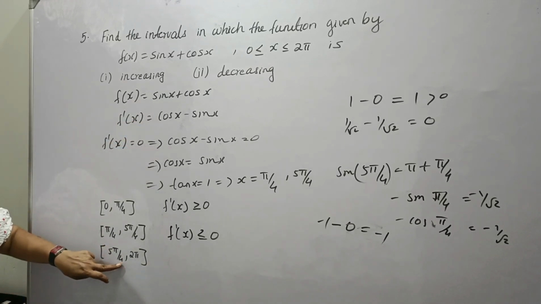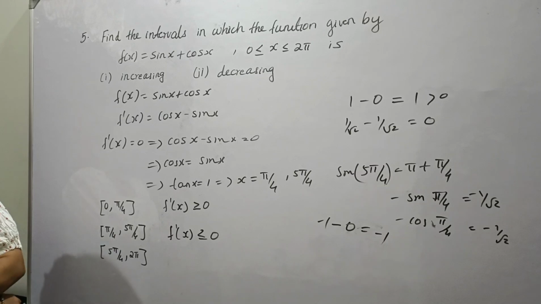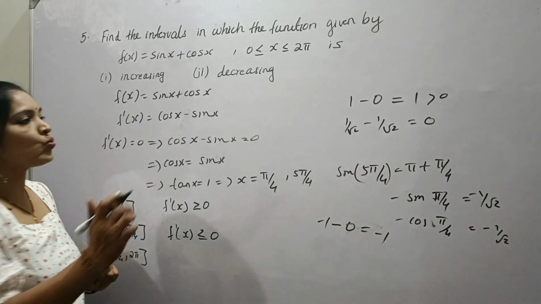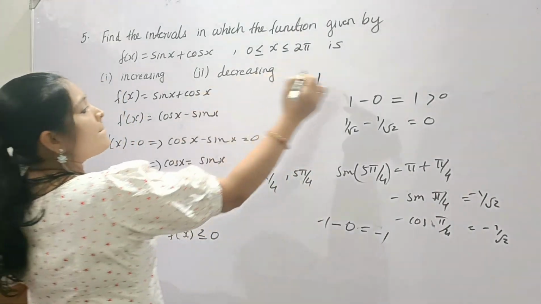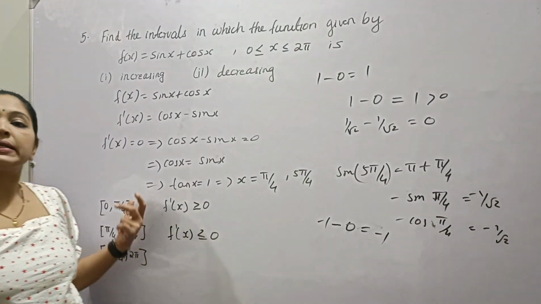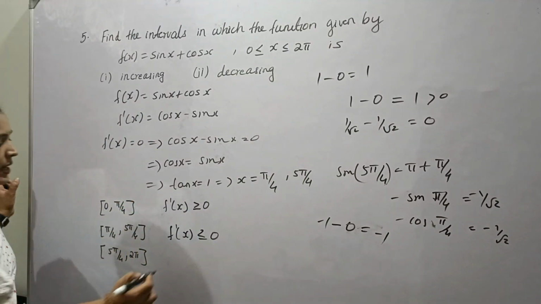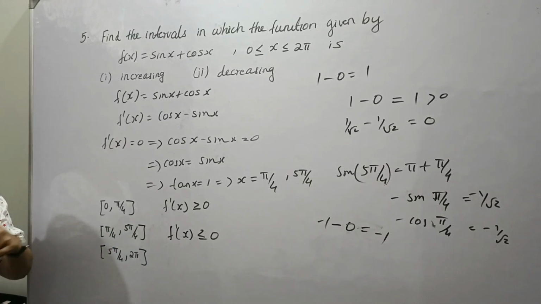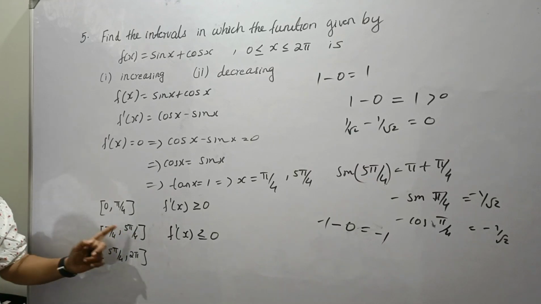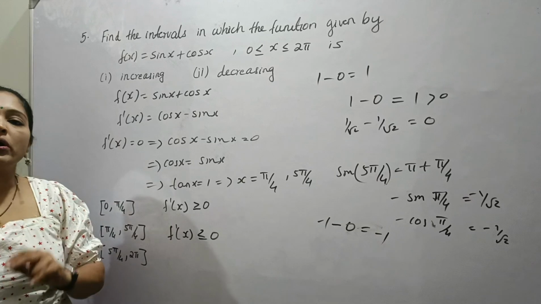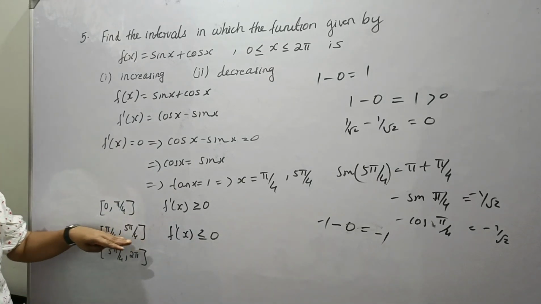Okay, and let's take 2 pi. See x is equal to 2 pi, cos 2 pi is 1. Minus sin 2 pi is 0. So it will be 1. That is greater than 0. So here we checked one more point, between pi by 4 and 5 pi by 4, because in these two values we got 0 and we have to check whether it is greater than 0 or less than 0. That is why we have taken one more point.